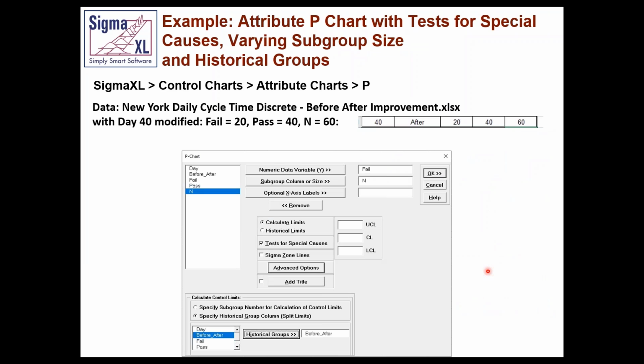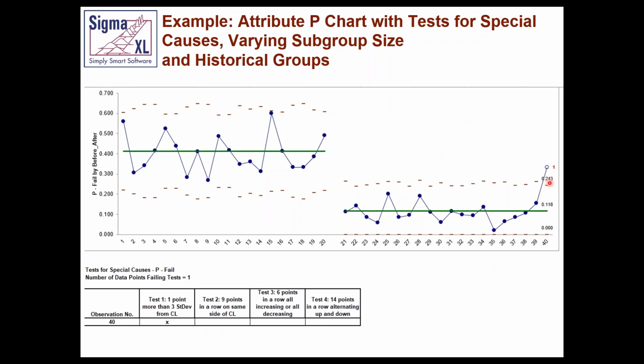If you have an attribute chart, like a P chart with moving control limits or varying subgroup size, again, you get your test for special causes, whereas previously you weren't able to do that. If you had varying subgroup size, you would not be able to run your test for special causes.